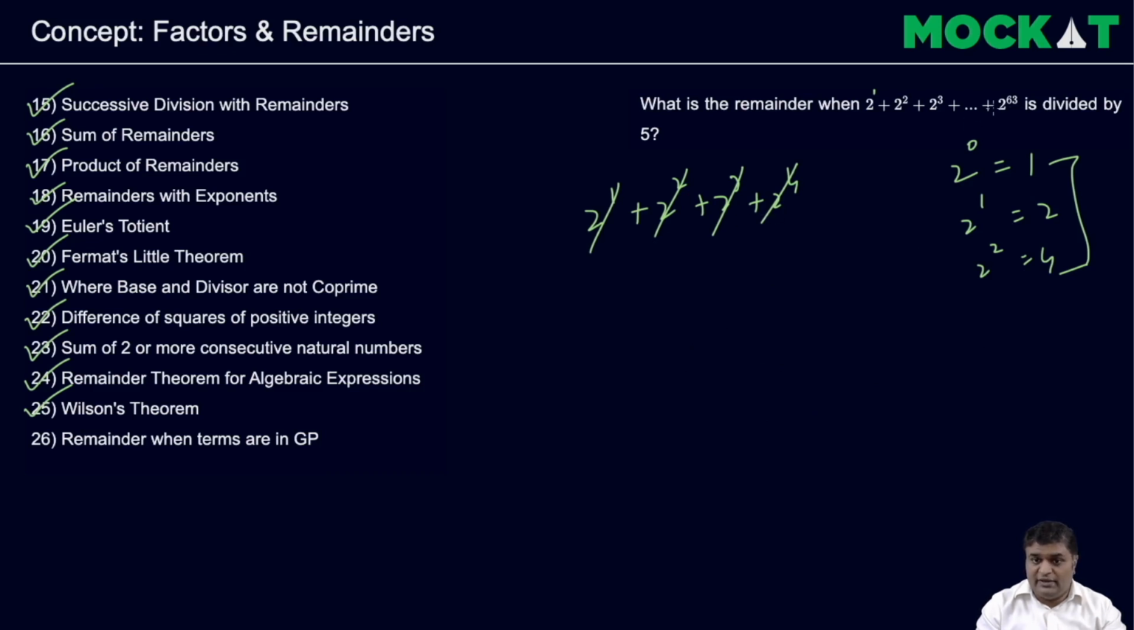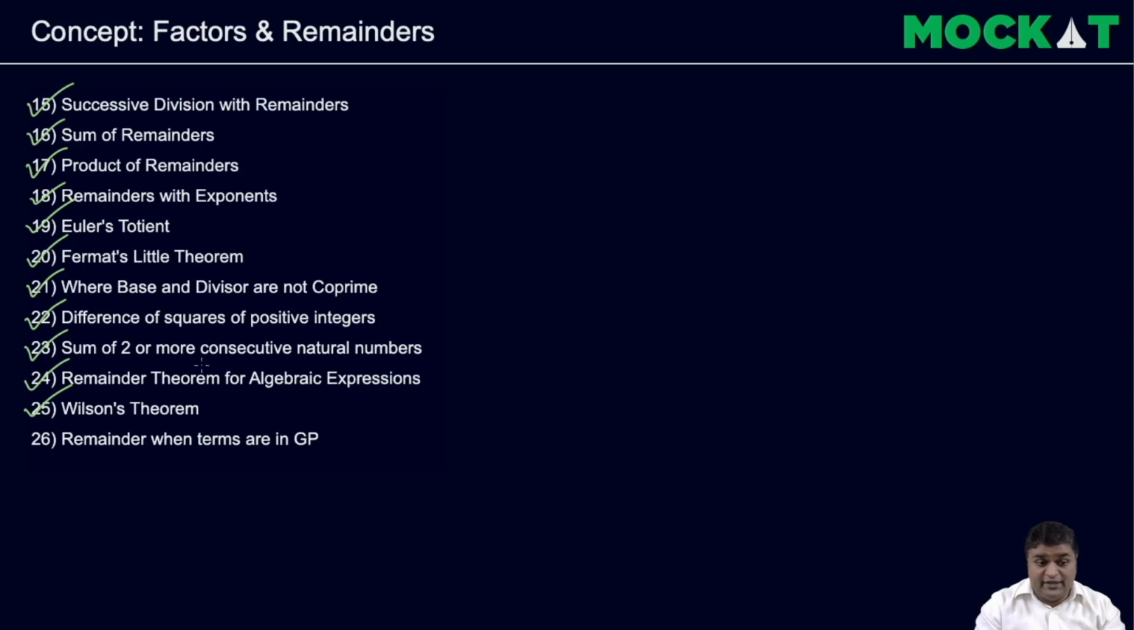We have a total of 63. Instead of removing 4 from the start, we can remove 4 from the end. If you keep removing 4 terms from 63, you're left with the first 3 terms. 63 by 4, the remainder is 3. Therefore, 2 power 1 plus 2 square plus 2 cube is left over. The remainder of this divided by 5 is going to be your final remainder, because the rest of them would have been perfectly divisible by 5. Once again, 2 power 1 and 2 power 3 is going to be divisible by 5. 2 square by 5, remainder is 4. So these are your concepts for factors and remainders.